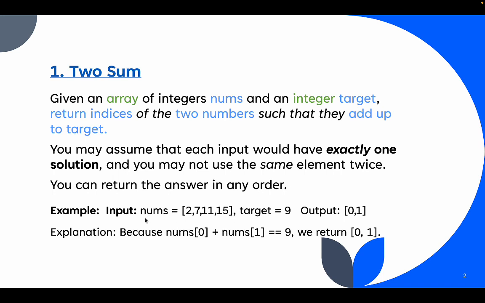This assumption simplifies the problem-solving process because you can focus on finding the single pair of numbers that satisfies the condition rather than considering multiple possibilities or handling error cases. Here, as we have an example, our array contains these numbers. The target is 9. The output would be 0 and 1 because when we add the number at index 0 plus the number at index 1, 2 plus 7 is equal to the target 9.